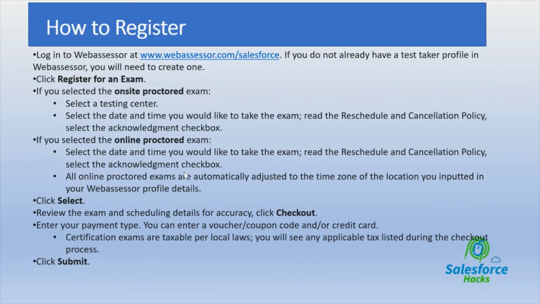And here is the way you can register for your certification. Go to Webassessor, and if you don't have a profile on that platform, create a profile, select register for exam, and choose your exam. If it is the Salesforce certification, choose the Salesforce certification and select whether on-site or online. On-site means you have to go to a center that provides that option and be there to complete the exam. Or you can select online as well.